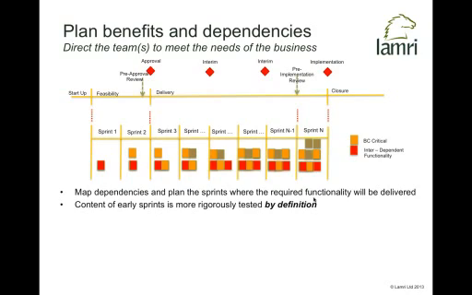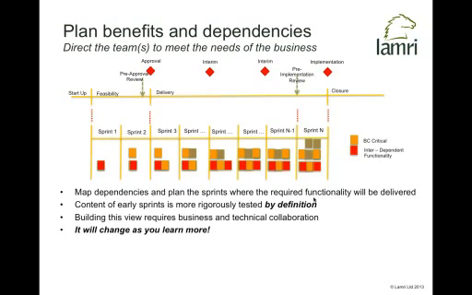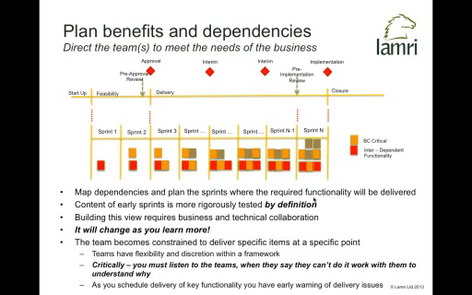Obviously the content of early sprints is more rigorously tested because we're repeating and regression testing each sprint. To build this sort of view, you're going to require collaboration between the business and the technical, between our team and the business, which is fine. And obviously it's going to change as we learn more. Stuff changes, and that's fine, we've got to welcome change. So lay out a delivery plan like this, and it's about making things happen according to the required timelines.